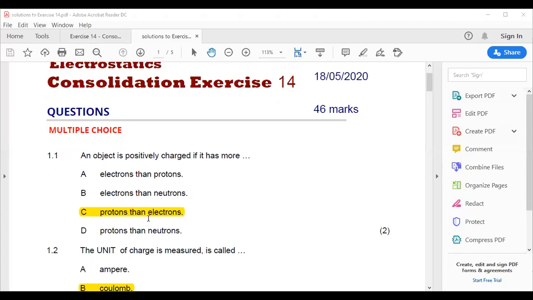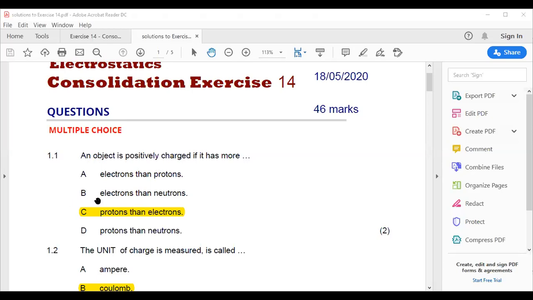1.1. An object is positively charged, it has more... If an object is positively charged, what does that mean? If it's positively charged, there are more protons than electrons. If it's negatively charged, then there are more electrons than protons. So A is incorrect because here there are more electrons, so it must be negatively charged.